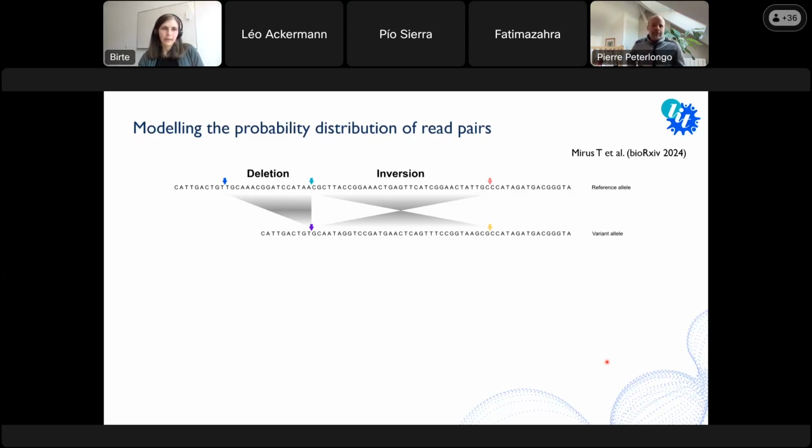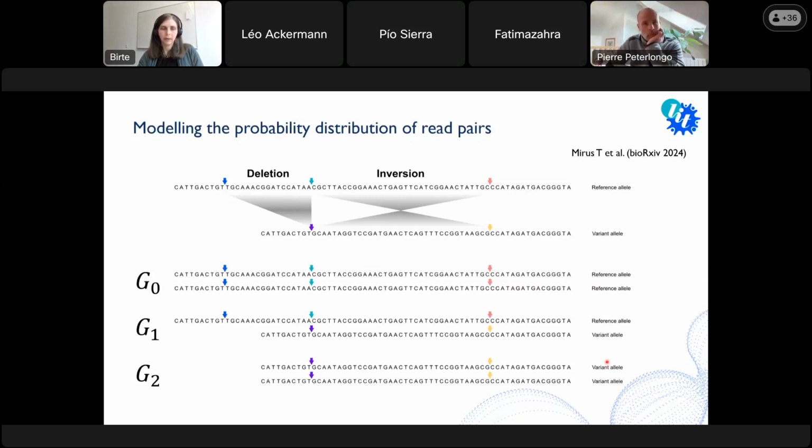And then once we have this variant, we can list the sequences for the 3 genotypes, and so we would have twice the reference allele for the homozygous reference genotype, and so on and so forth.